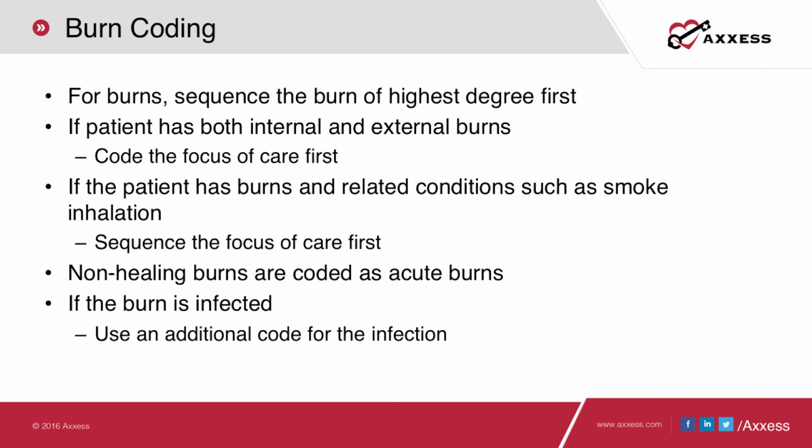Next, we're going to talk about burn coding. When you're coding burns, you should sequence the burn of highest degree first. So if you have a first, second, and third degree burn, you would sequence the third degree burn first, then the second degree burn, and then the first degree burn. If the patient has both internal and external burns, you would code the focus of care first. And if the patient has burns and related conditions such as smoke inhalation, you would sequence your focus of care first. So if you're seeing them for the respiratory issues, needless to say, the smoke inhalation would come first. If you're doing more active wound and dressing changes, the burn might go first in that case.